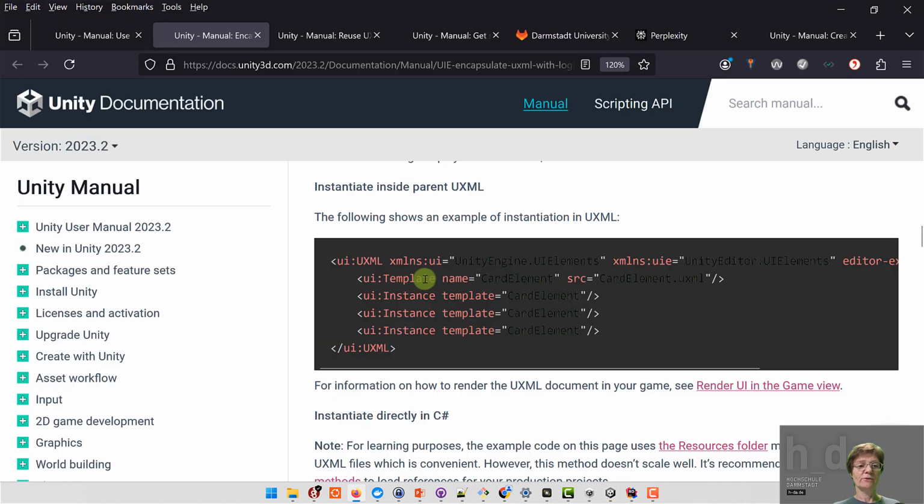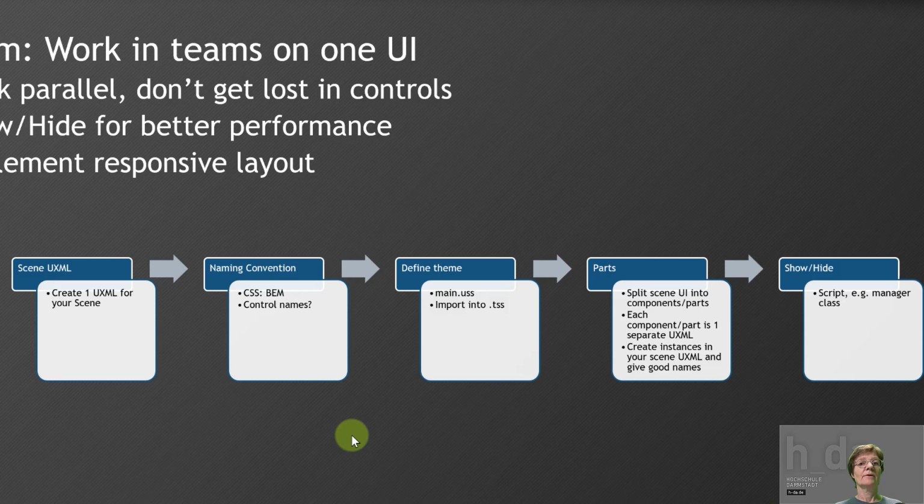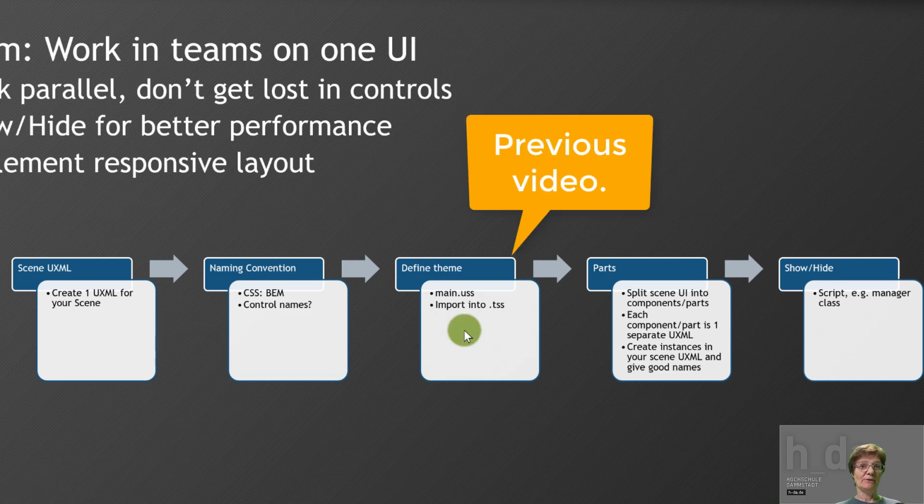So first you define a template, and then you may create one or more instances of this template. So first add a GameObject of type UIDocument to your scene. Discuss the naming conventions for styles and names of your controls. Define your theme and in main USS your variables and main styling of your controls.